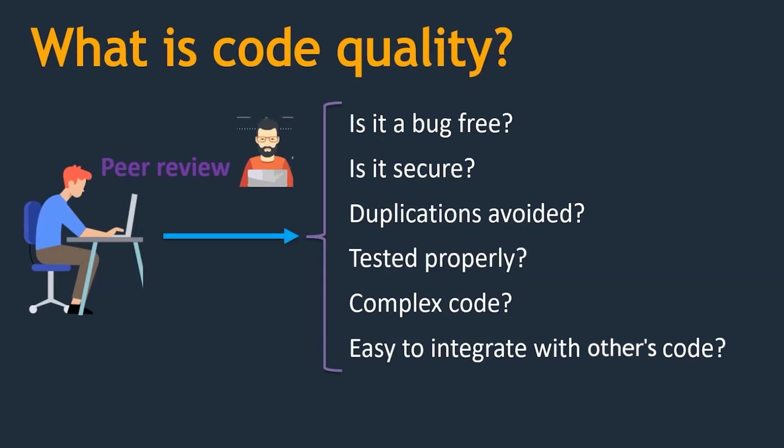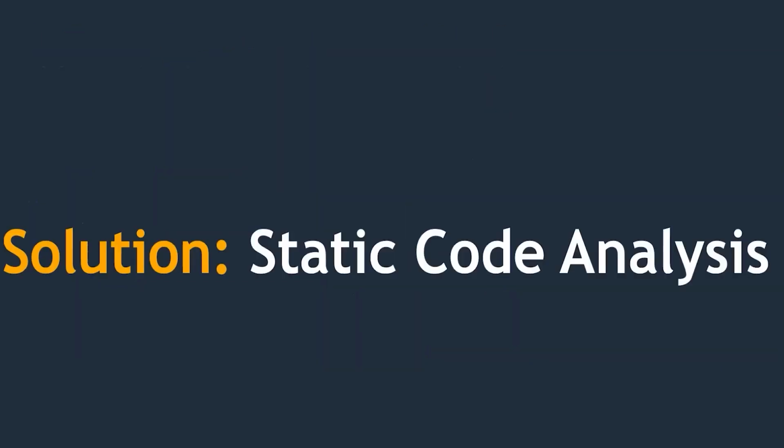But if you are writing lengthy programs, reviewing manually is quite a tedious task. So we need some kind of automation which can help us review our code quality. That is where static code analysis comes into the picture. By using static code analysis, you can improve the code quality and it also reduces a lot of your time and effort.